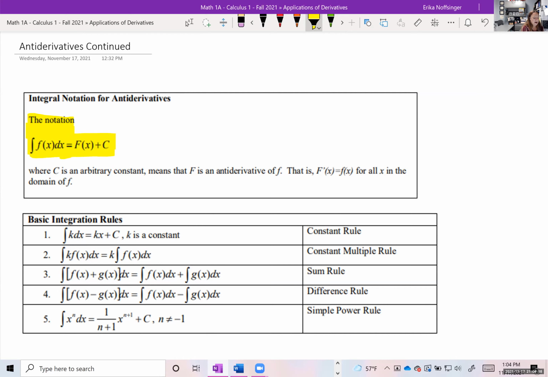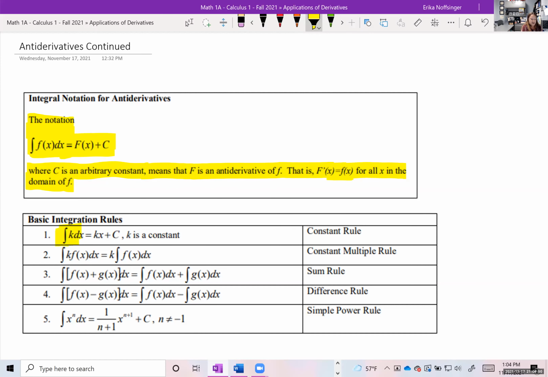So we talked about the capital letter of our function that represented the antiderivative for this class. And c is just some arbitrary constant, which means that F is the antiderivative of little f. And if we take the derivative of our antiderivative, we should get back our original function f of x for all x in the domain of f. Okay, so we're working backwards, and we saw these important basic integration rules that are in front of us.